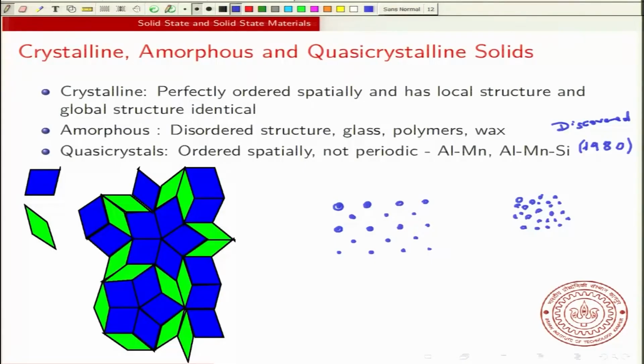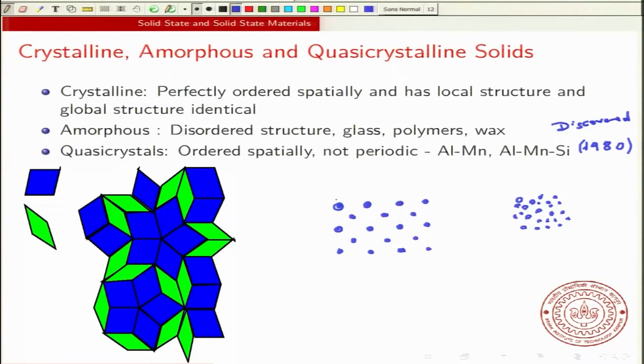And these are in quasi crystals. There is a spatial ordering, but it is not periodic. So, in a crystalline solid, the arrangement is periodic. That means each atom, or each constituent, sees exactly the same surroundings. It need not be an atom, but whatever unit of the crystal, it sees exactly the same surroundings as any other constituent. So, it is periodic.